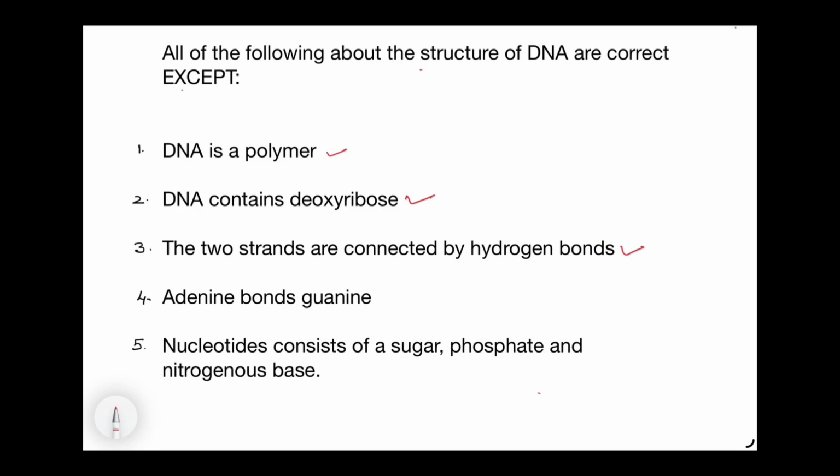Then adenine bonds with guanine. This is wrong because adenine forms 2 bonds with thymine and it's not guanine. Cytosine bonds with guanine. So, this is incorrect. Let's see the last one. Nucleotides consists of a sugar, phosphate and nitrogenous base. Yes, this is correct. So the correct answer is fourth. I hope you have understood.